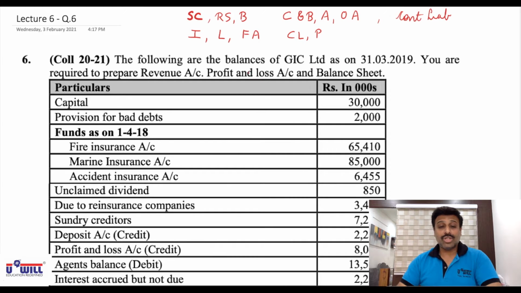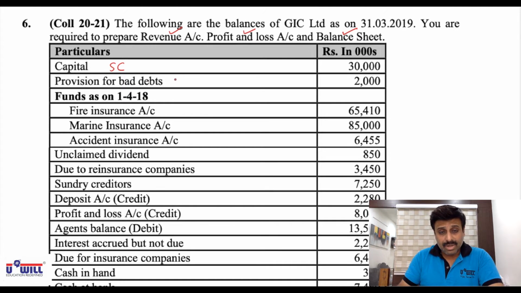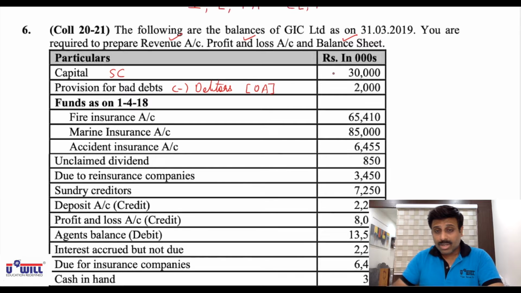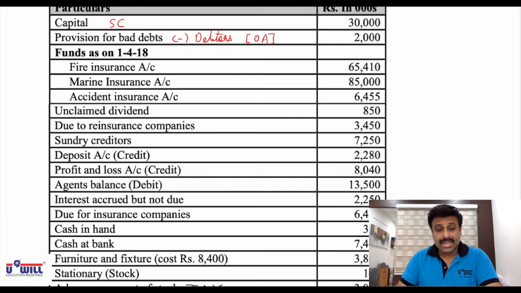Let us do the markings for question number 6. The following are the balances of GIC Limited as on 31/3/19. You are required to prepare revenue account, profit and loss account and balance sheet. Capital will come in share capital SC. Provision for bad debts, as we have been doing in the past, you will minus from debtors. Debtors come within current assets, under other assets. Over there you will show debtors, and in debtors you will minus this provision for bad debts.